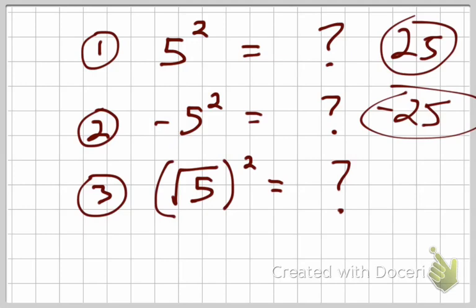Now, here's the tricky one. I have the square root of 5 squared. Do you all see that? The square root of 5 squared. What does the square root of 5 squared equal? Well, let's talk it through. What does the square root of 5 mean?